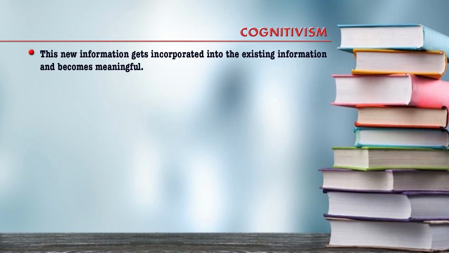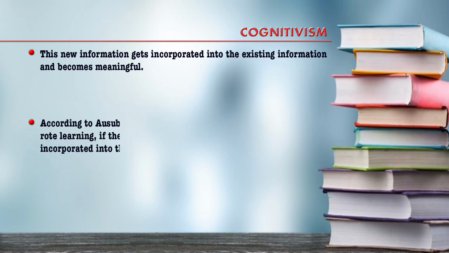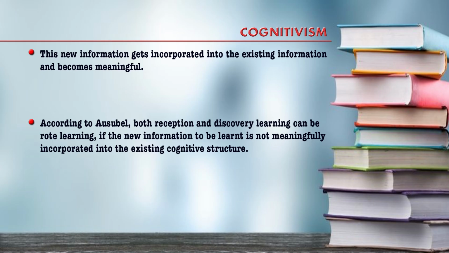Oh, kangaroo is also an animal, but kangaroo looks like this, or kangaroo has so and so characteristics. So, according to Ausubel, both reception and discovery learning can be nothing but a kind of rote learning if the new information to be learned is not meaningfully incorporated into the existing cognitive structure. Now, again, what do you think? What could be the possible educational implications of Ausubel's theory?